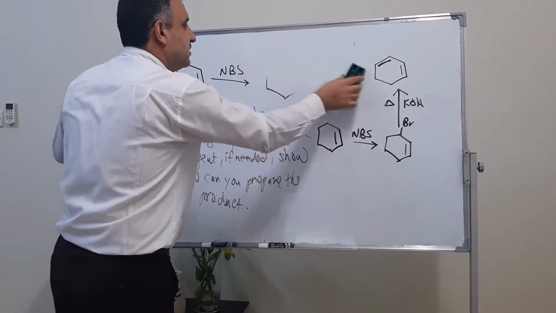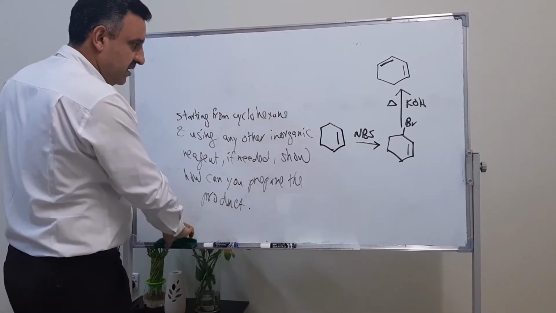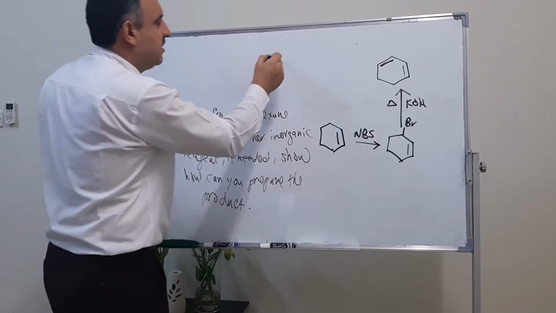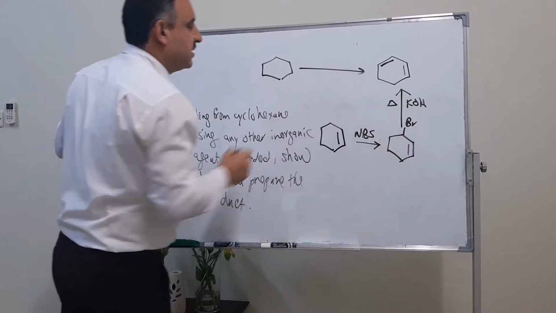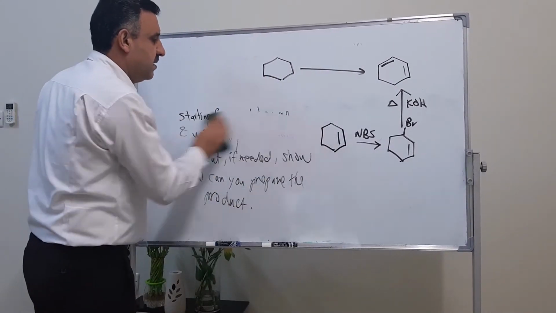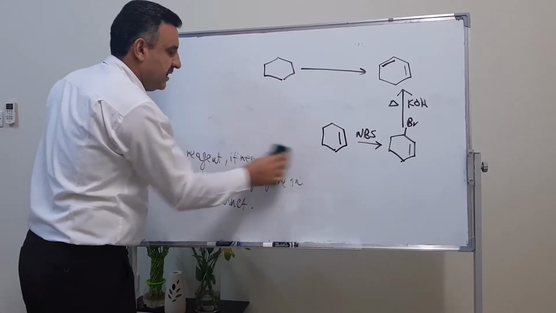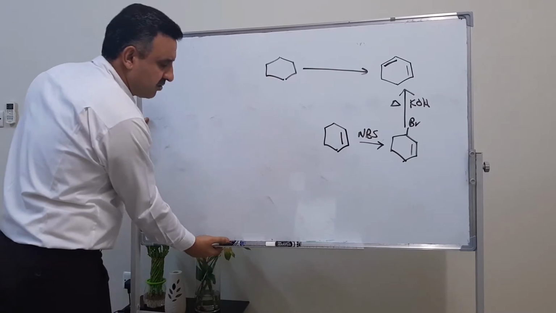Actually the question is starting from cyclohexane here, as you can see. So starting from cyclohexane, we need to prepare that product. You follow me? So we are just following it in a reverse method. Now, the question is how to prepare the corresponding alkene.